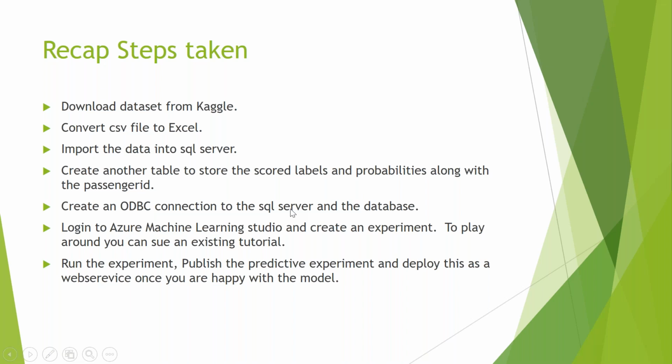Once you're satisfied with the output, you can create a predictive experiment, and in that predictive experiment you can make some changes regarding the outputs and inputs, because you need to remember not to have the target variable in your predictive experiment. You have to have it in the experiment where you let the experiment learn, but not in the predictive experiment. And once you have done that, you can deploy that as a web service.